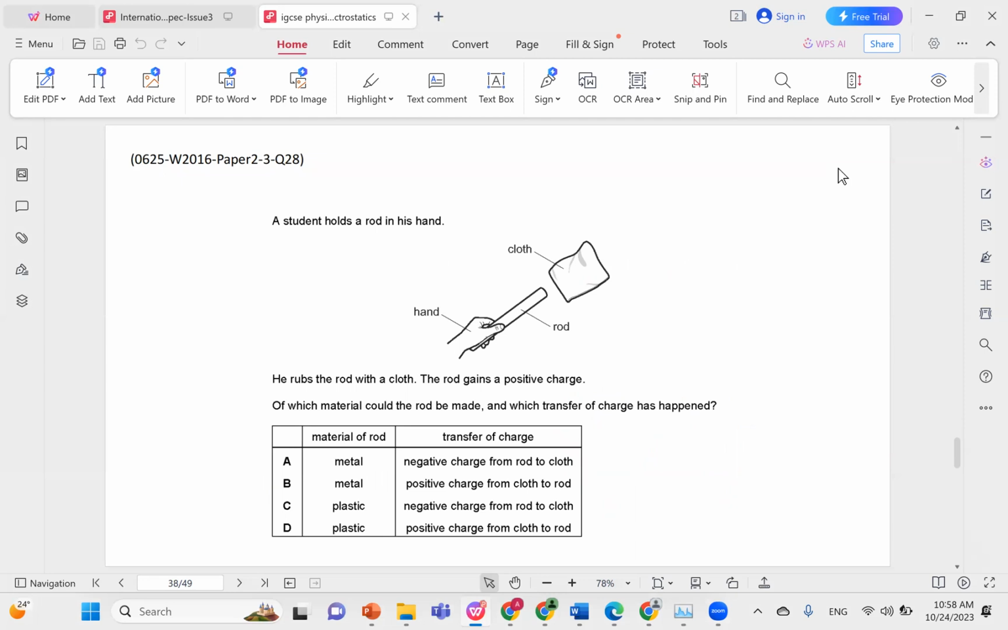A student holds a rod in his hand. He rubs the rod with a cloth. The rod gains a positive charge. So in this case, the rod is positively charged again, and the cloth is negatively charged, which tells us that the electrons moved from the rod to the cloth. And like we said, the material of the rod cannot be metal, it has to be plastic. This seems to be a repeated question. I'm sorry about that. So again, the choice here would be choice C. Plastic, and electrons move from the rod to the cloth.